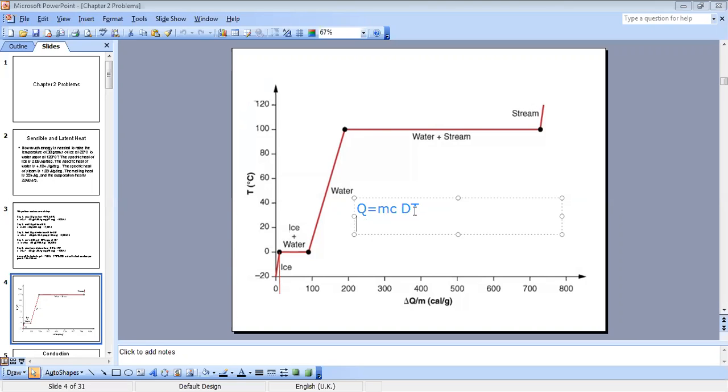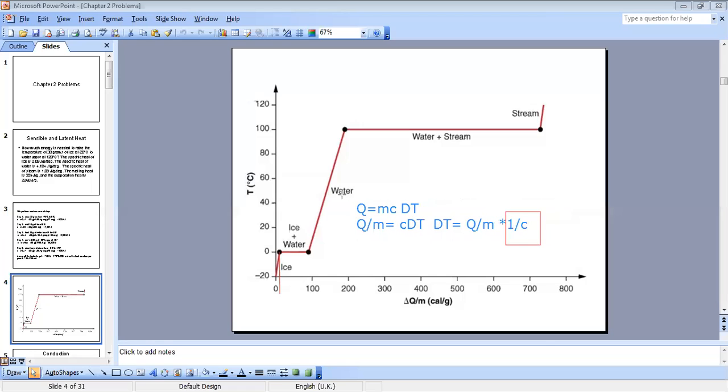So Q is equal to MC delta T. If we take M to the other side, you have Q over M is equal to C times dT. Okay? So you are representing the variation of temperature with respect to Q over M. So to find the slope of your curve, dT is equal to Q over M times 1 over C. So you can say that this term 1 over C represents the slope of your curve.